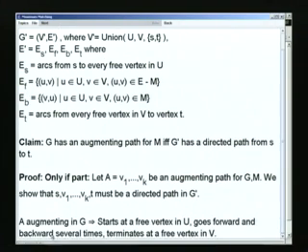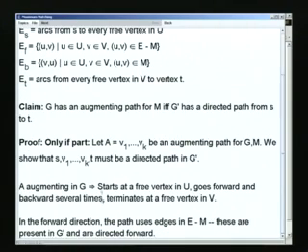What do we know about augmenting paths? It starts at a free vertex in U, goes forward and backward several times, and terminates at a free vertex in V. So, V1 is a free vertex and the path goes forward from V1. When it goes forward, we must have an analogous edge in G prime. So, all that we need to do is to examine if that analogous edge is present in G prime.